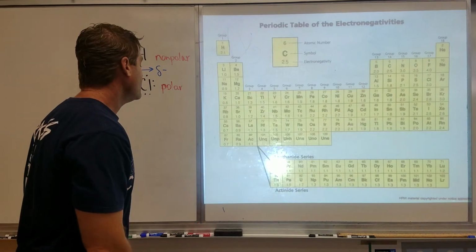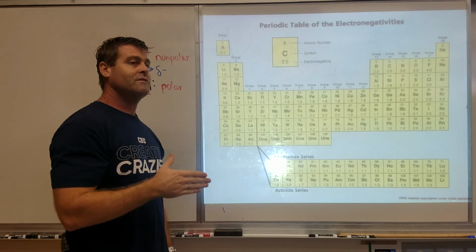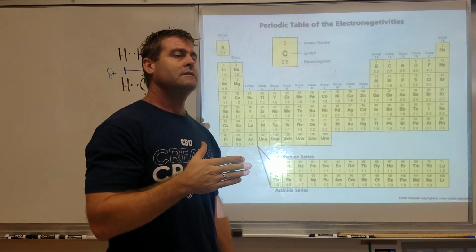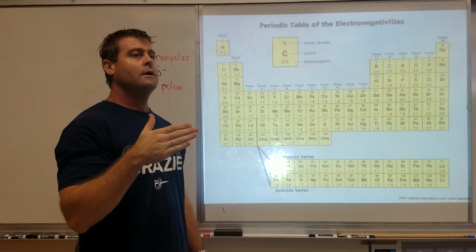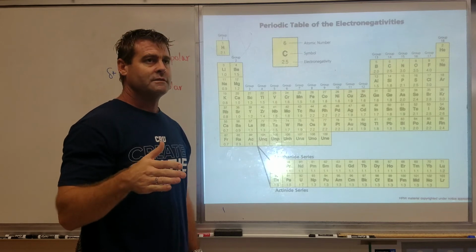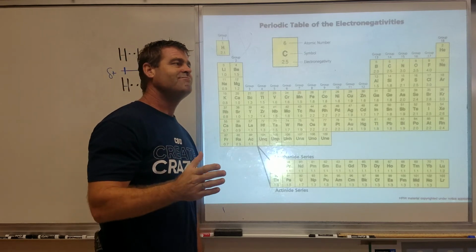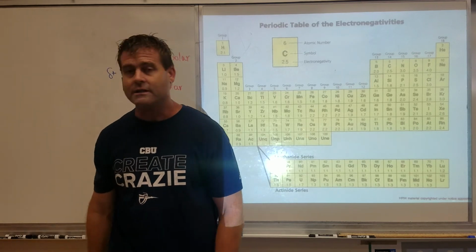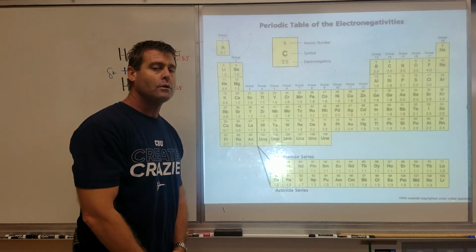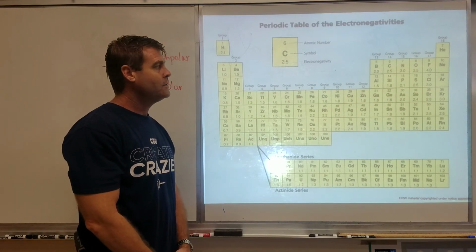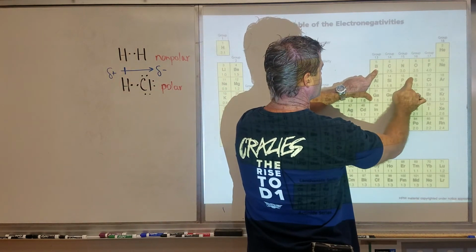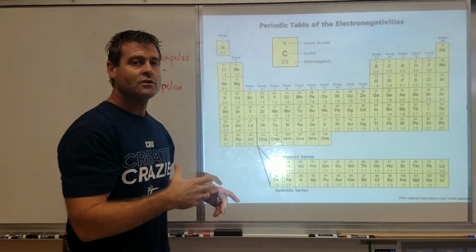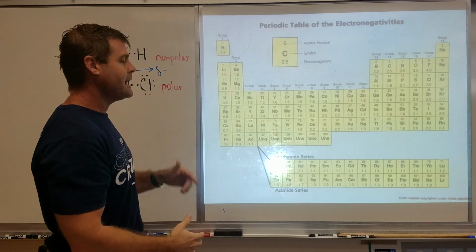Looking at your chart, is that an extreme difference, significant difference, or minimal difference? If you look at it, it is a significant difference such that you would conclude that a polar covalent bond would form between them. So boron and sulfur will share electrons, but the electrons are going to spend a lot more of their time around sulfur, creating positive and negative ends like hydrogen and chlorine.